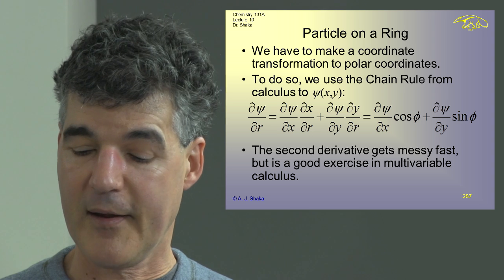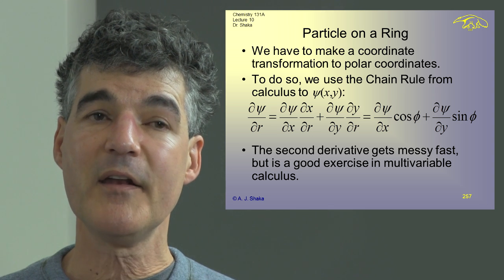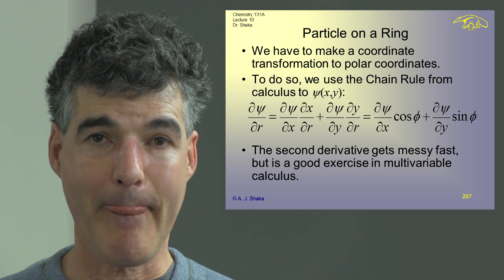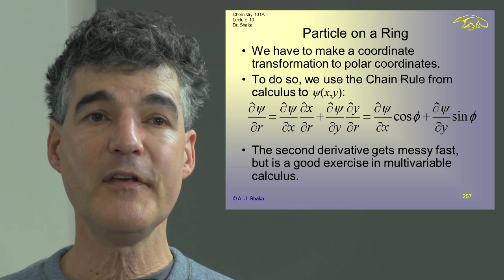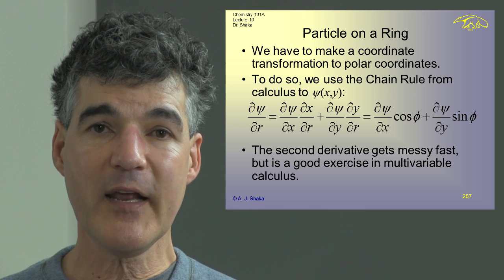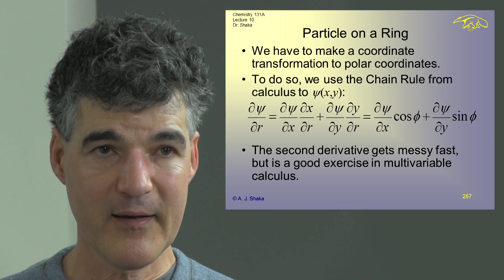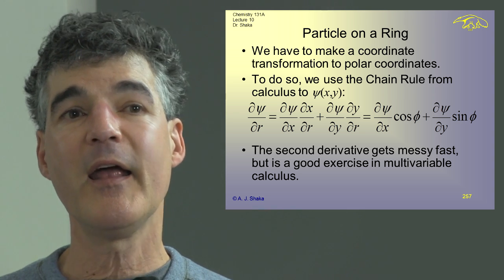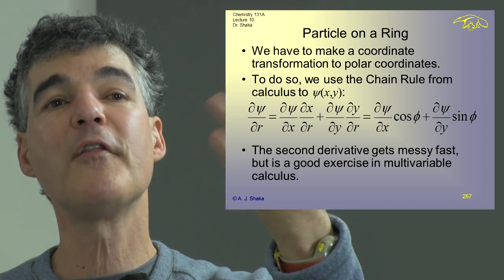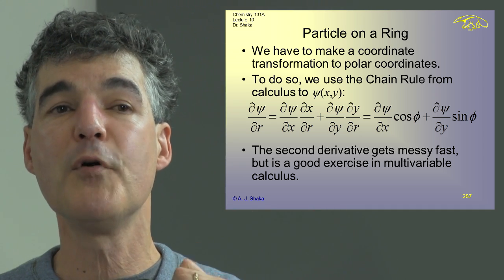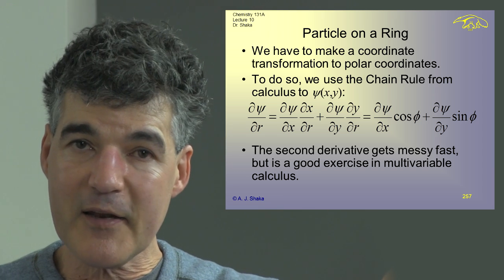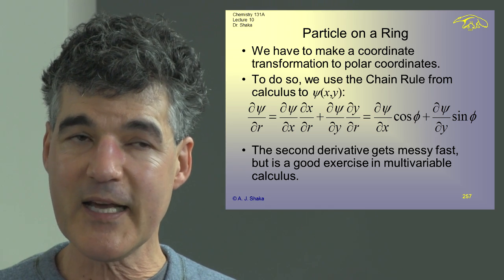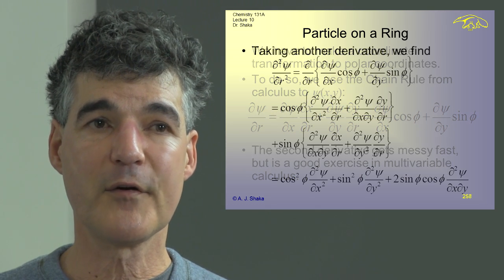The second derivative is the derivative of this thing. And it gets messy fast, but it's a really good exercise in thinking clearly. Because what you do is you just take each of these terms and call d psi dx some other thing. And then put that into the formula and then expand it back out very carefully. And you'll see. So don't skip any steps. So let's take another derivative.